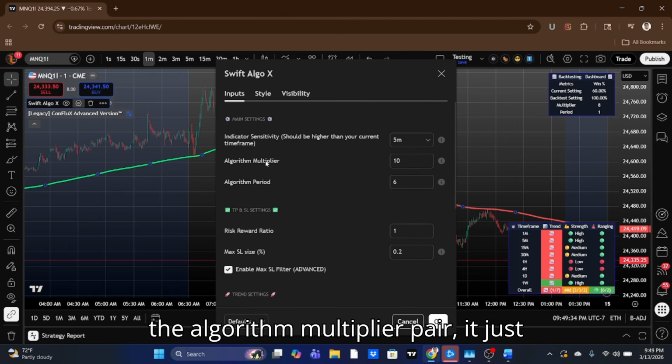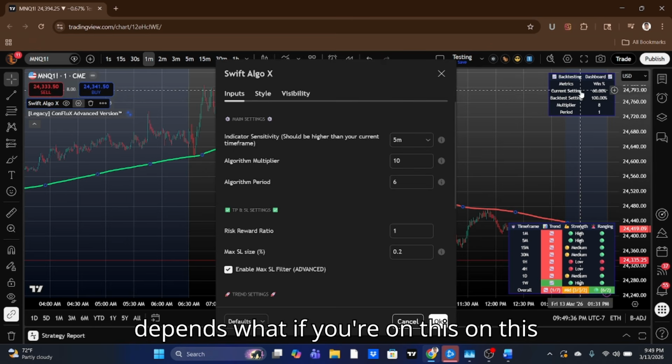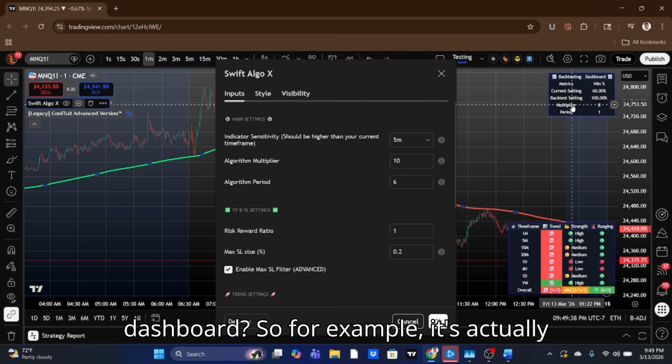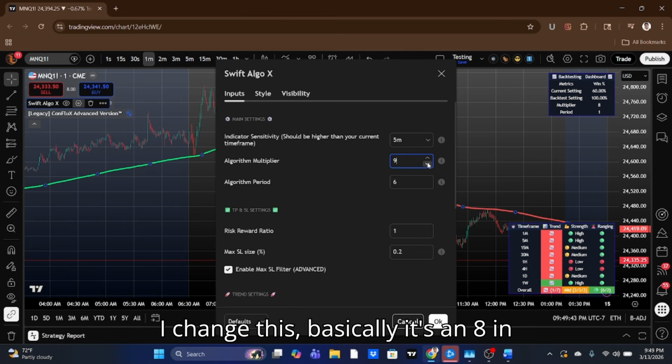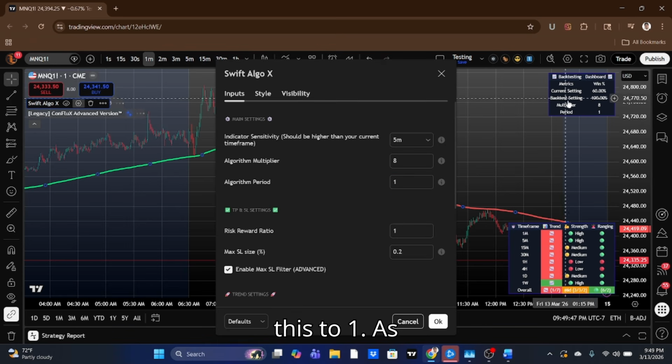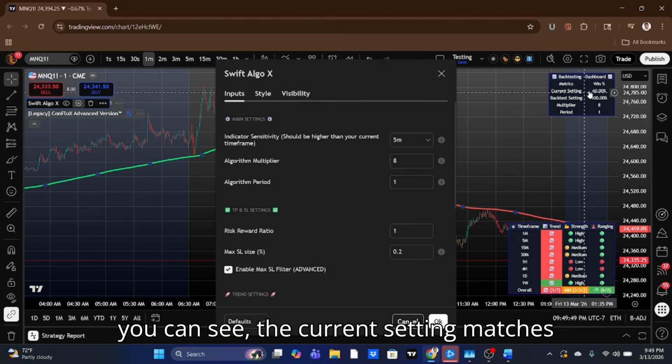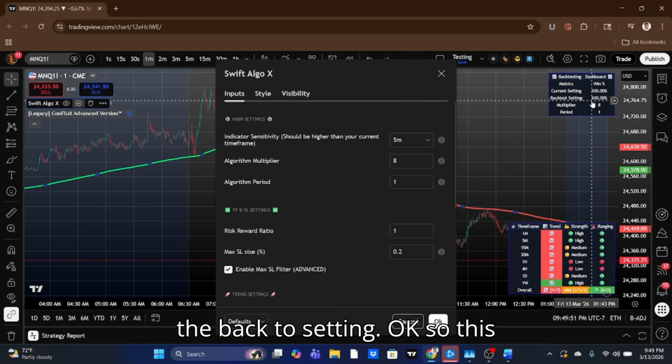And as for the algorithm multiplier pair, it just depends on what's on this dashboard. So for example, it's actually showing an 8 and a 1. Okay, so if I change this basically to an 8 and this to a 1, as you can see, the current setting matches the backtest setting.